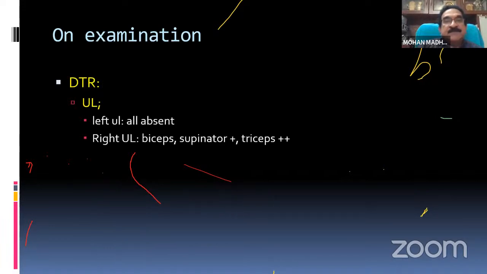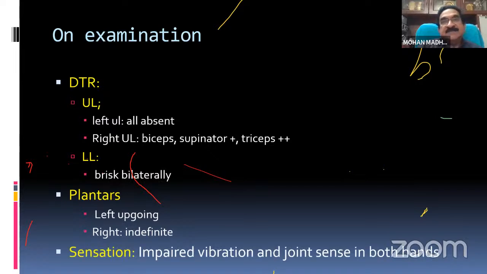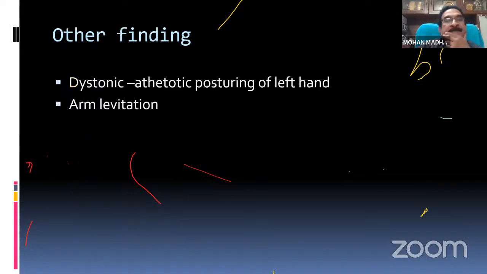Right upper limb biceps, supinator 2+, triceps 2+. Lower limb reflexes bilaterally, left upgoing, right indefinite. Impaired vibration and joint sense in both hands. Dystonic posturing and head posturing on the left hand and limitation. So where is the site of lesion?